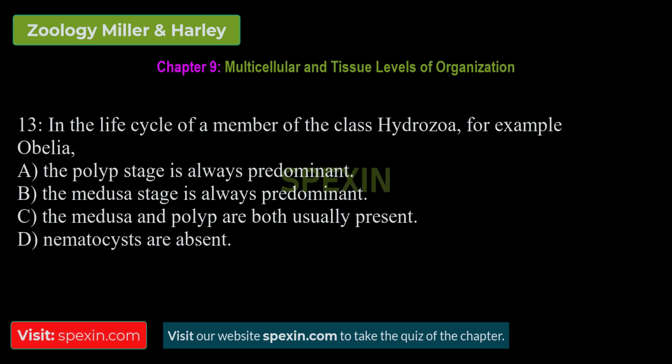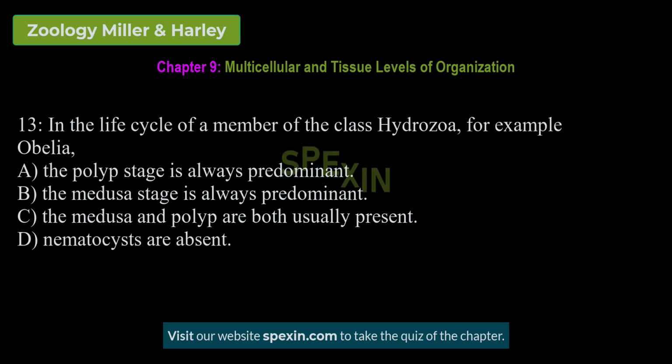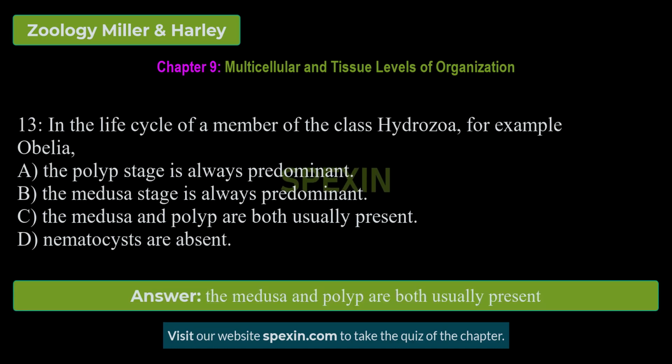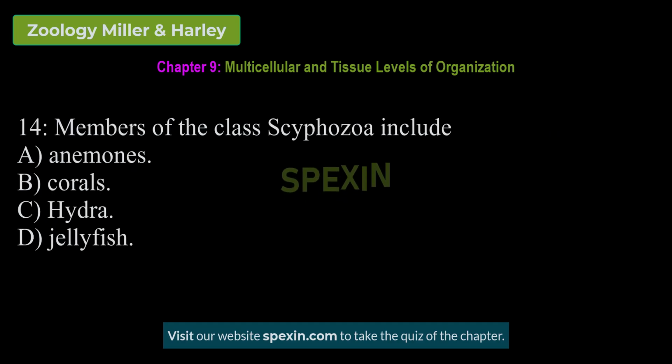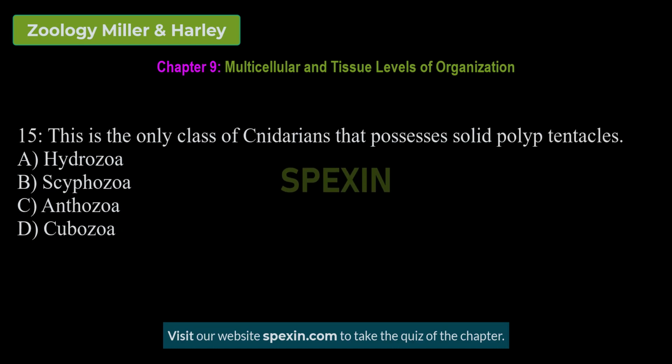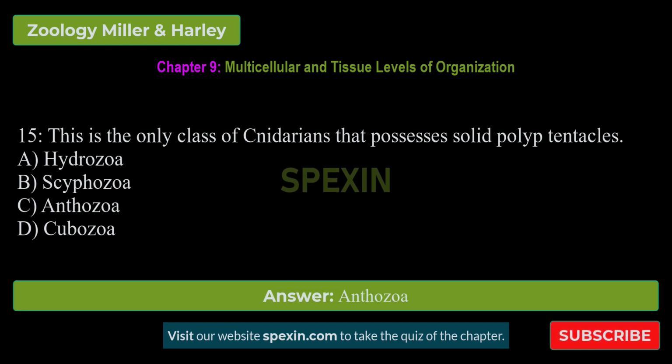In the life cycle of a member of the class Hydrozoa, for example Obelia, the polyp stage is always predominant. The medusa stage is always predominant. The medusa and polyp are both usually present. Nematocysts are absent. Correct answer: the medusa and polyp are both usually present. Members of the class Scyphozoa include anemones, corals, hydra, jellyfish. Correct answer: jellyfish. This is the only class of cnidarians that possesses solid polyp tentacles. Hydrozoa, Scyphozoa, Anthozoa, Cubozoa. Correct answer: Anthozoa.